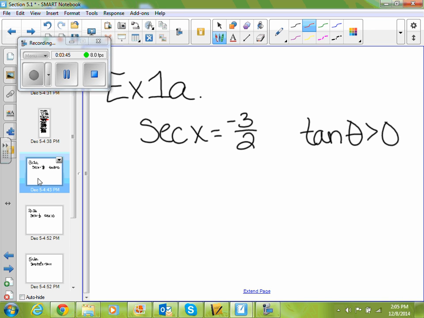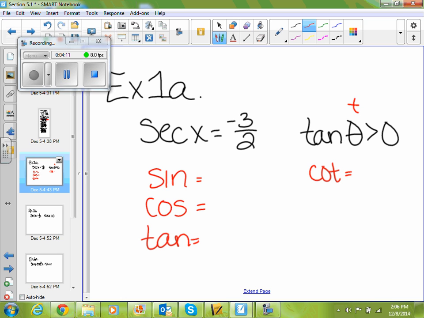So if we look at example 1a, we have secant of x equals negative 3 over 2, and tangent is greater than 0, so that tells me the tangent has to be positive. And we want to find our other 6 trig functions. So I know that I'm going to need to find sine, cosine, tangent, cotangent, and cosecant, and secant. But I already have secant, so I only need to find those other 5.